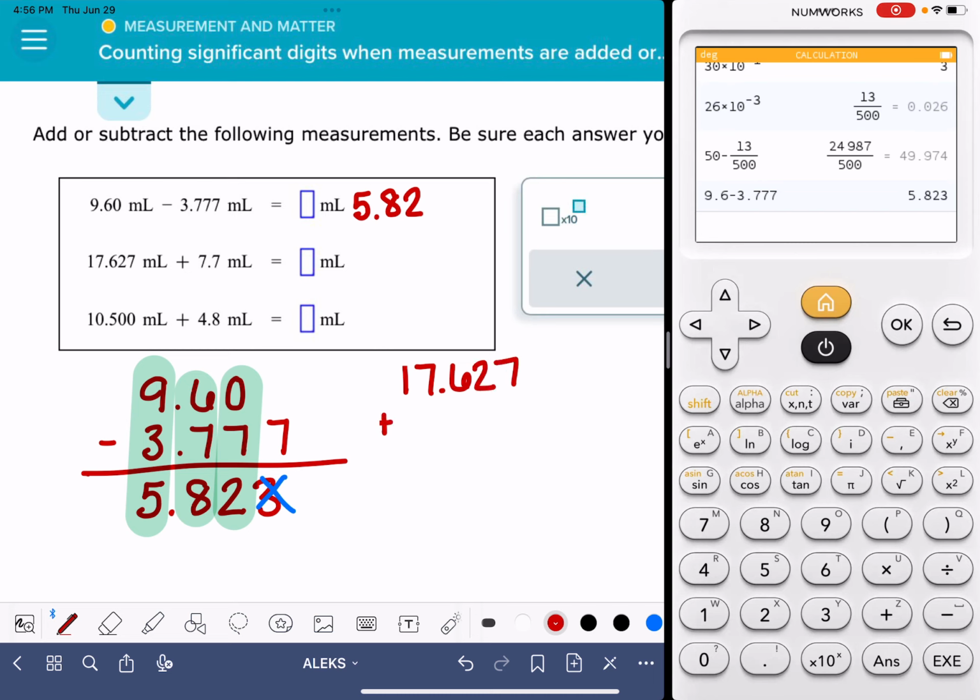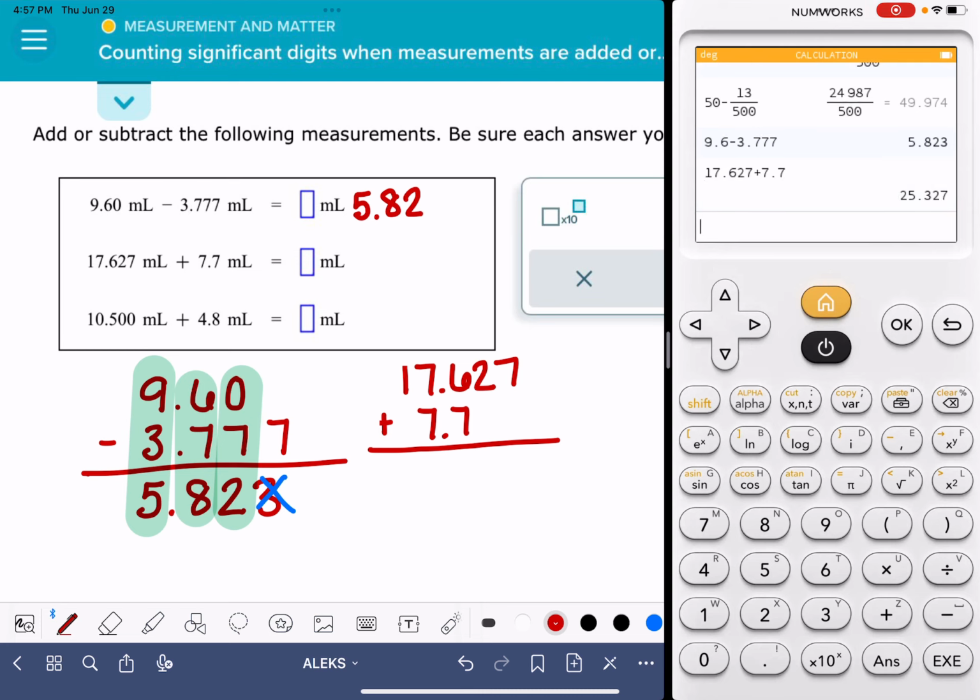17.627, and we're adding 7.7. Let's take a look at what we get on the calculator. 17.627 plus 7.7 is 25.327. We're not allowed to keep the 7 because there's no number here. We're also not allowed to keep the 2 because there's no number here. We're only allowed to keep these numbers, which is 25.3 milliliters.